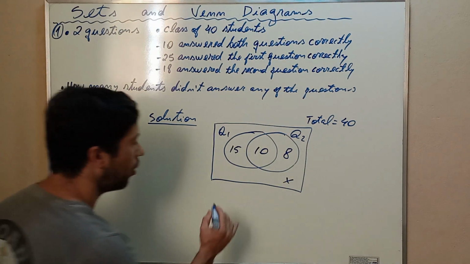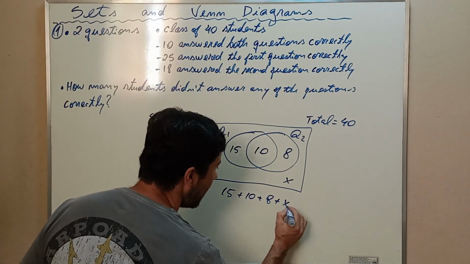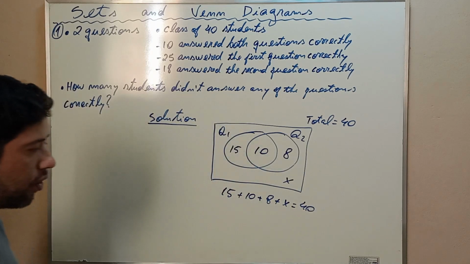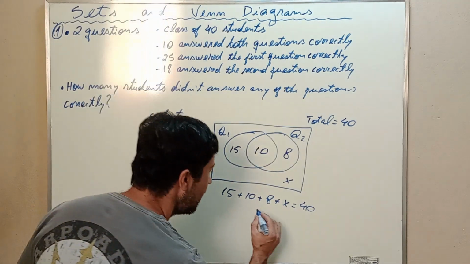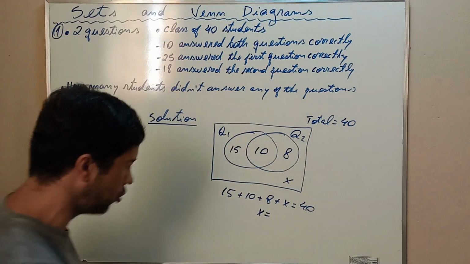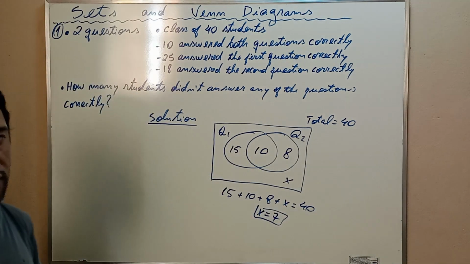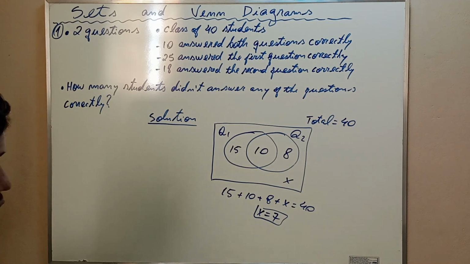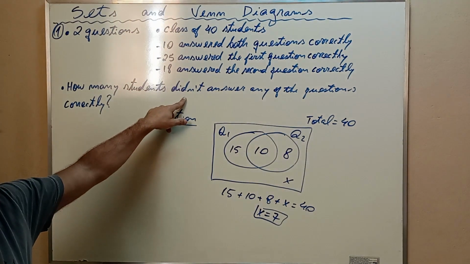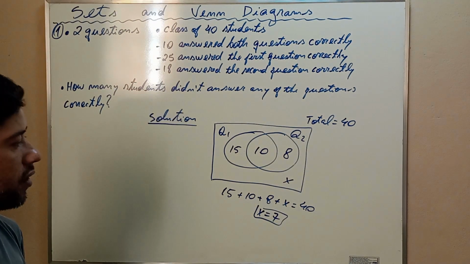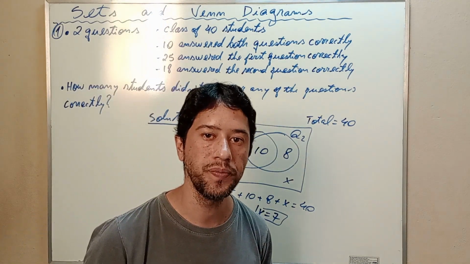Then we sum them all. 15 plus 10 plus 8 plus x is equal to 40, alright? And we sum these and pass subtracting to the other side, and we find that x is equal to 7, alright? And what does it mean? What does this represent? 7 is the number of students, the value of x, that didn't answer any of the questions correctly. Alright, my friends, this was question 1. Let's go to question 2 now.